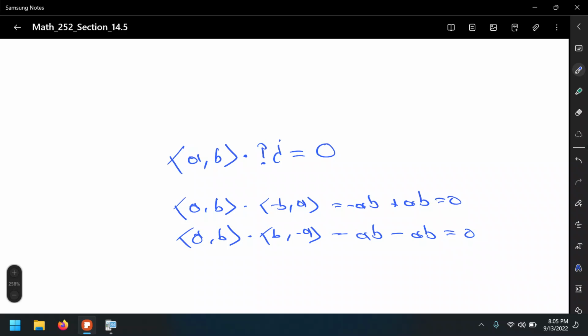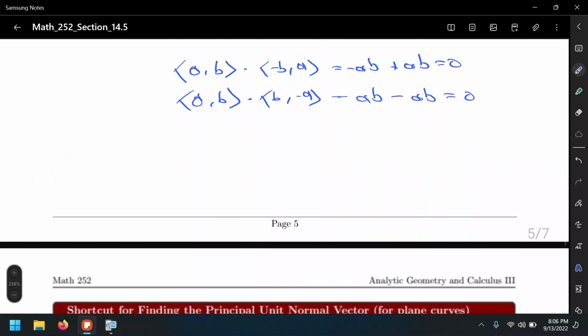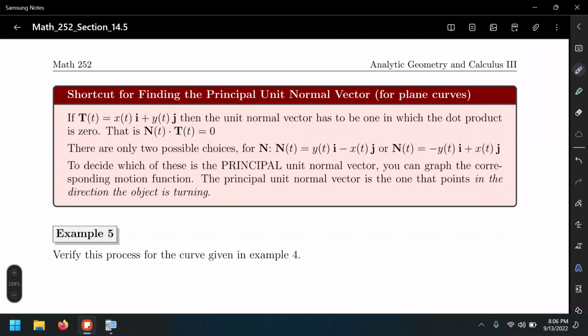In other words, multiplying a vector by the same vector, but reversing the components, interchanging the components, and changing the sign of one of the components. All right, that's the trick to avoid all this problem. And I'm going to verify it over here, to get the normal vector without going through this painful process of finding the normal.